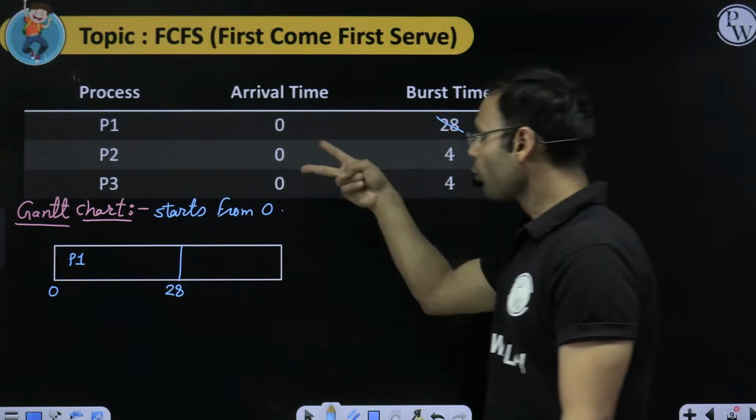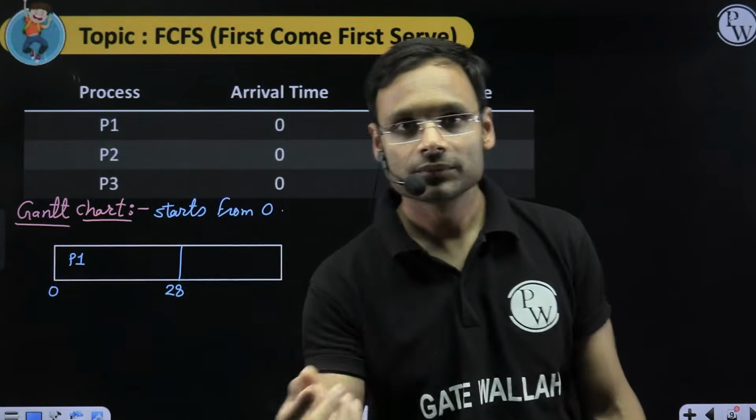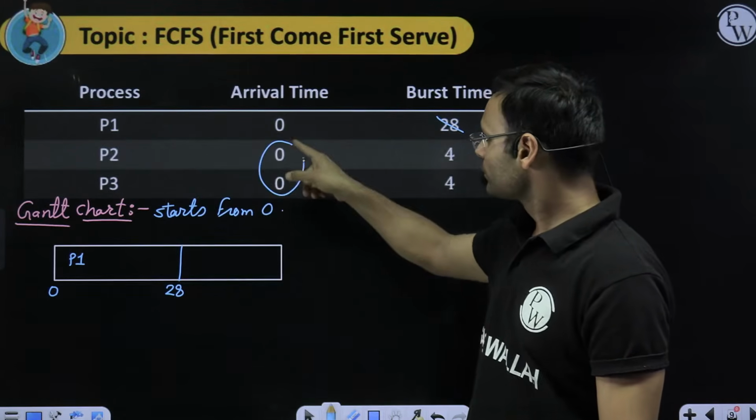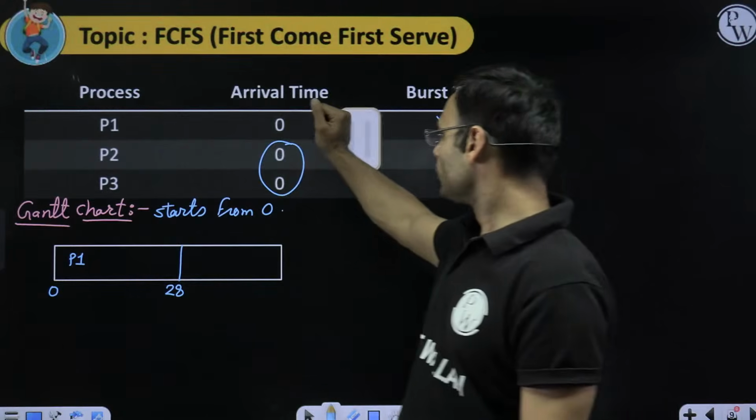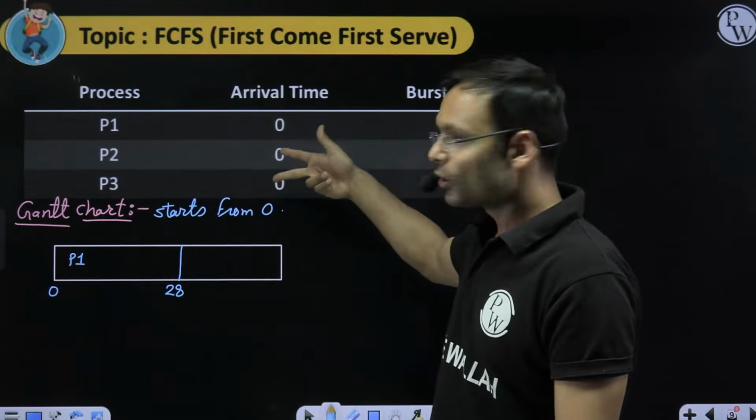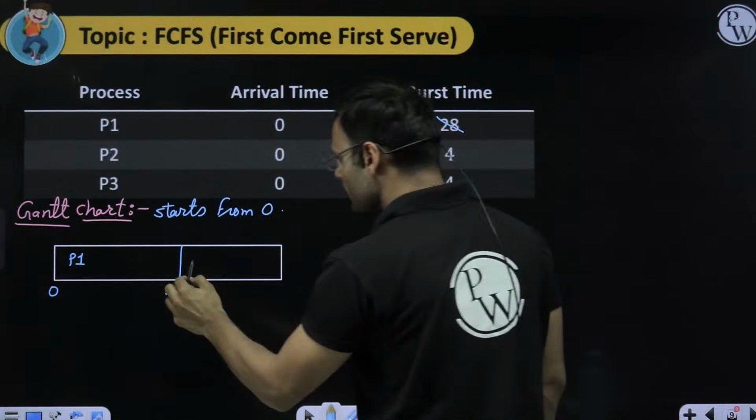Now, two more processes are left. Among these, which process will I have to run? Criteria, FCFS, whichever arrives first. Both are arriving at 0. Hence, I will have to go for ID, just because the arrival time is not smaller for either. Tiebreaker, I'll have to use the smaller process ID. P2 we will run.